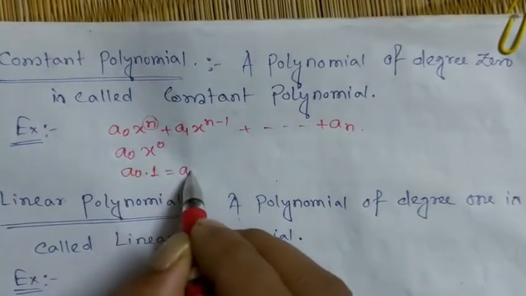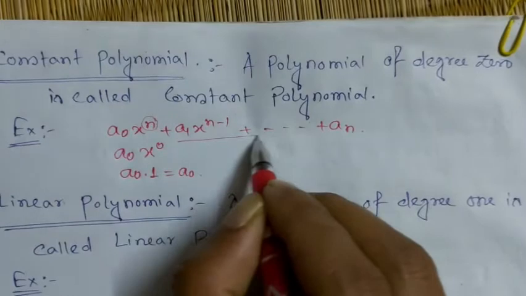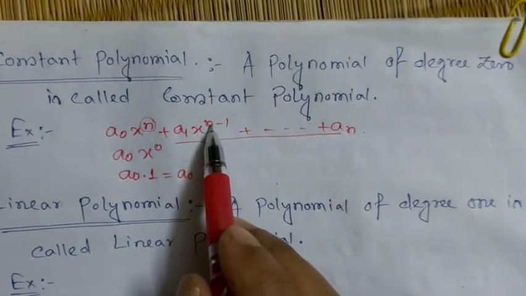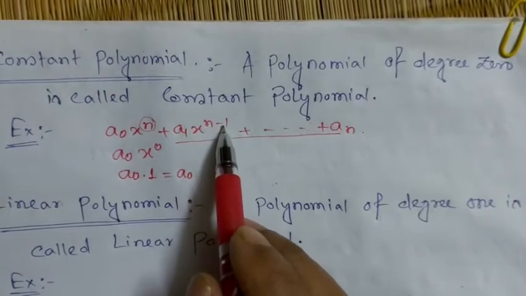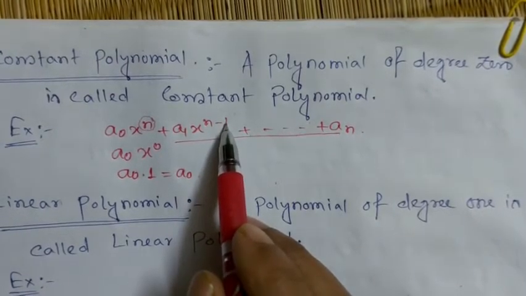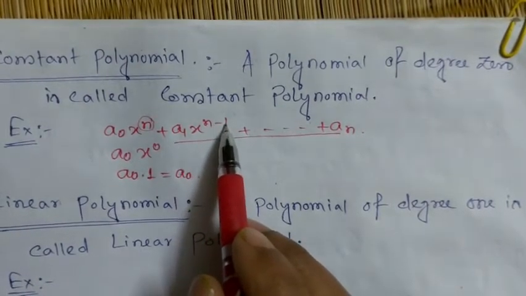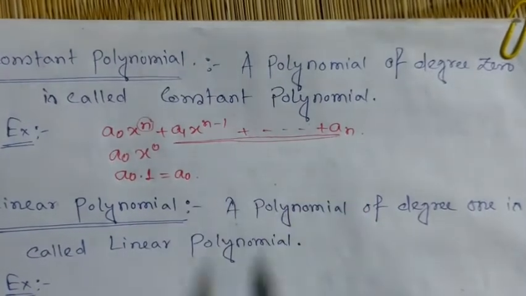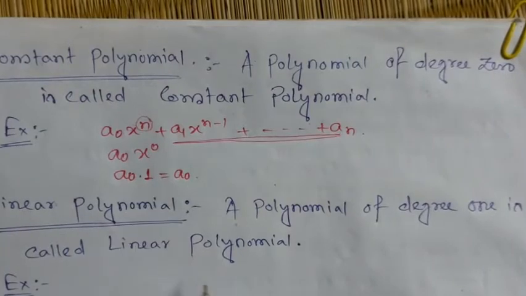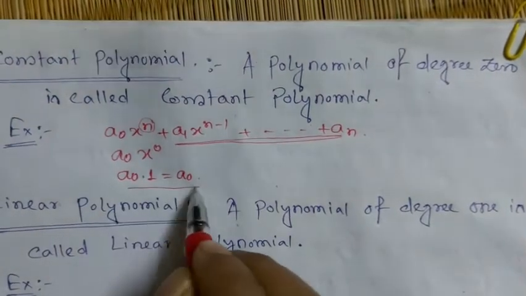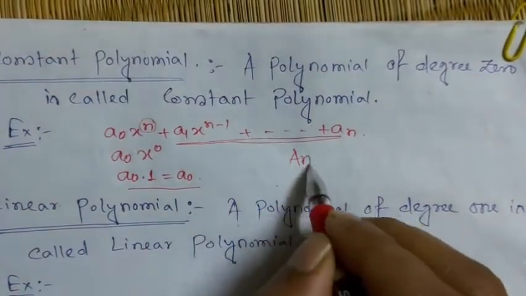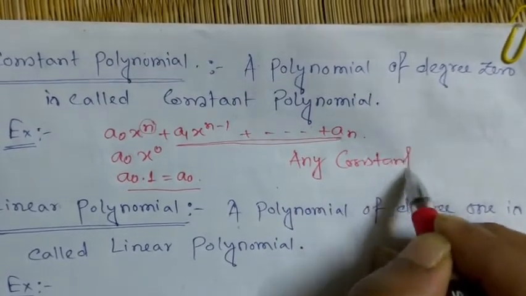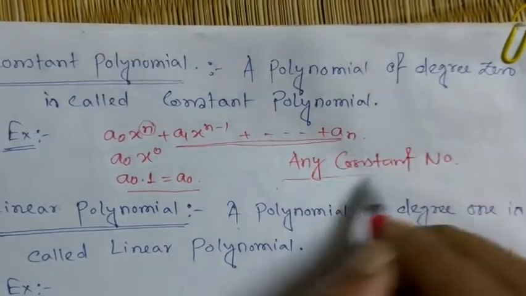This is the constant term, and the next term cannot be written in this case because 0 minus 1 means a power of negative 1, and that is not a polynomial. That's why we cannot write it. So constant polynomial means any constant number is a constant polynomial.